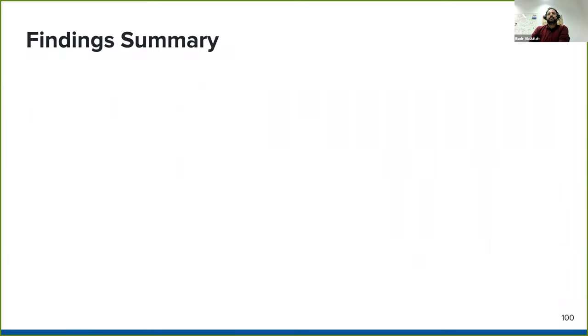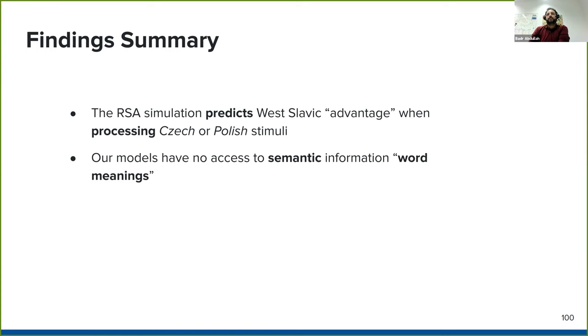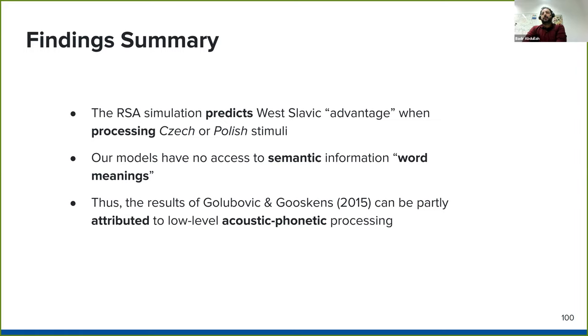So to summarize the findings from this RSA, from the representational similarity analysis, we saw that the RSA simulation predicts the West Slavic advantage when processing Czech or Polish stimuli. And since our models do not have access to semantic information or anything about the word meanings, this shows that the sociolinguistic findings in terms of mutual intelligibility could also be attributed to similarities in low level acoustic phonetic processing and phonological decoding. So it's not only about the lexical similarities or the fact that these languages have a lot of cognate words, but it also has to do with the low level front end of language processing.